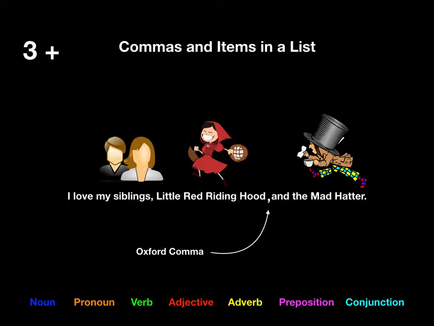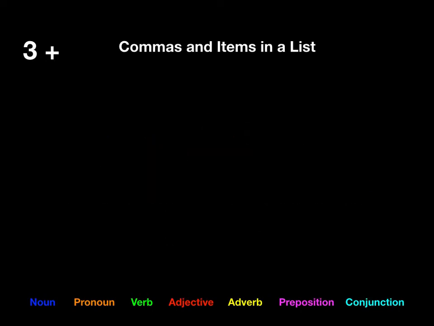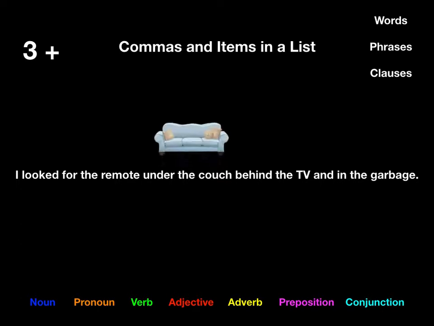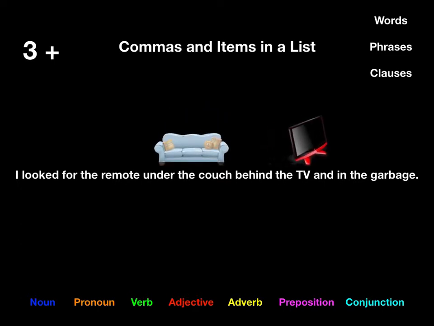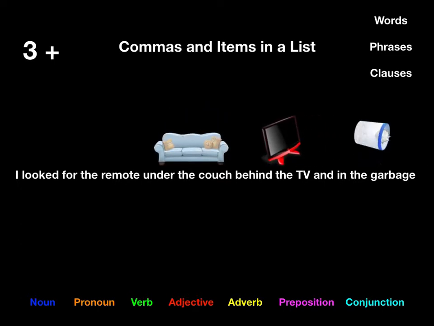When we are trying to identify items in a list, it helps to know that these items might be words, as we have seen in the previous examples, they may be phrases, or they may be clauses. In order to illustrate this, let's take a look at the following example. I looked for the remote under the couch, behind the TV, and in the garbage.